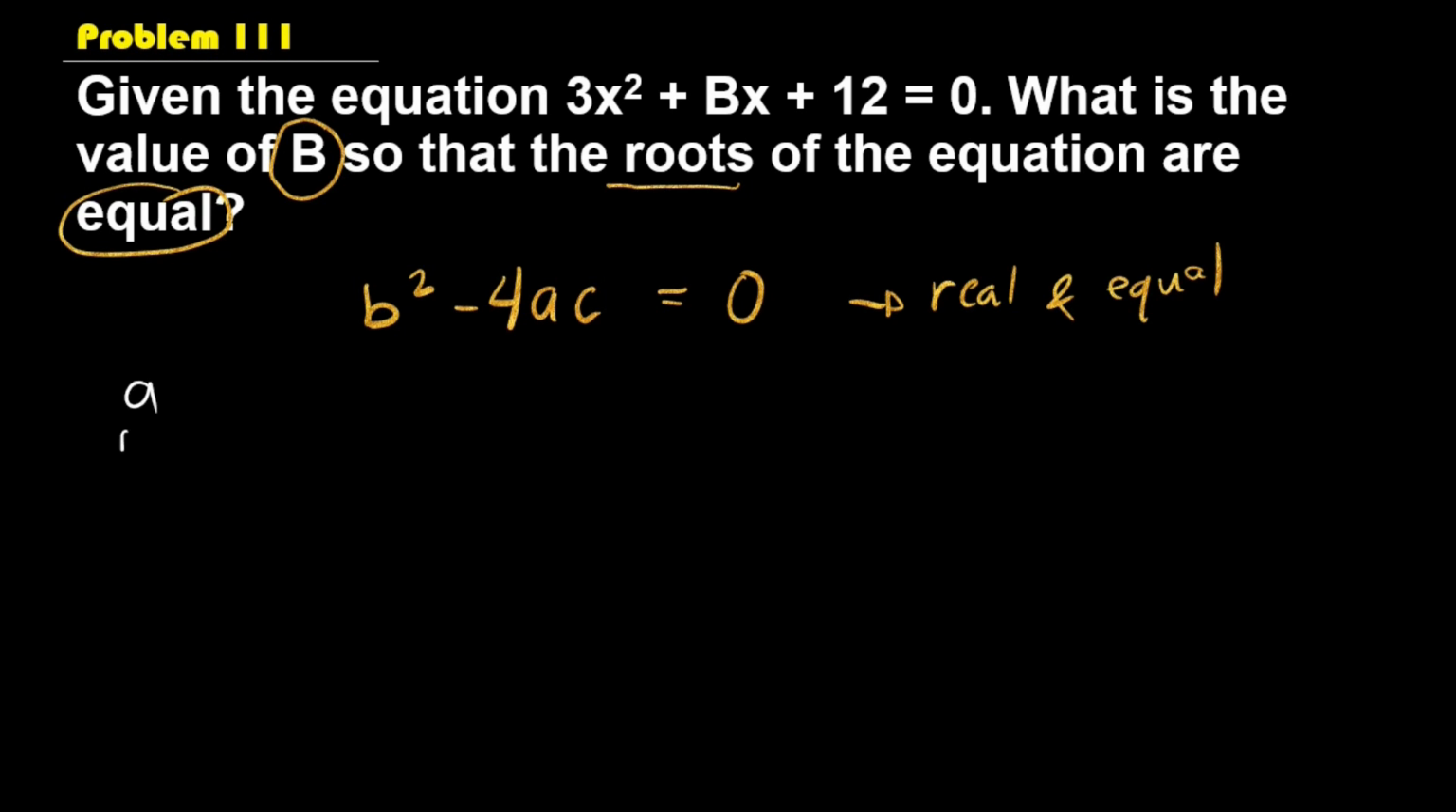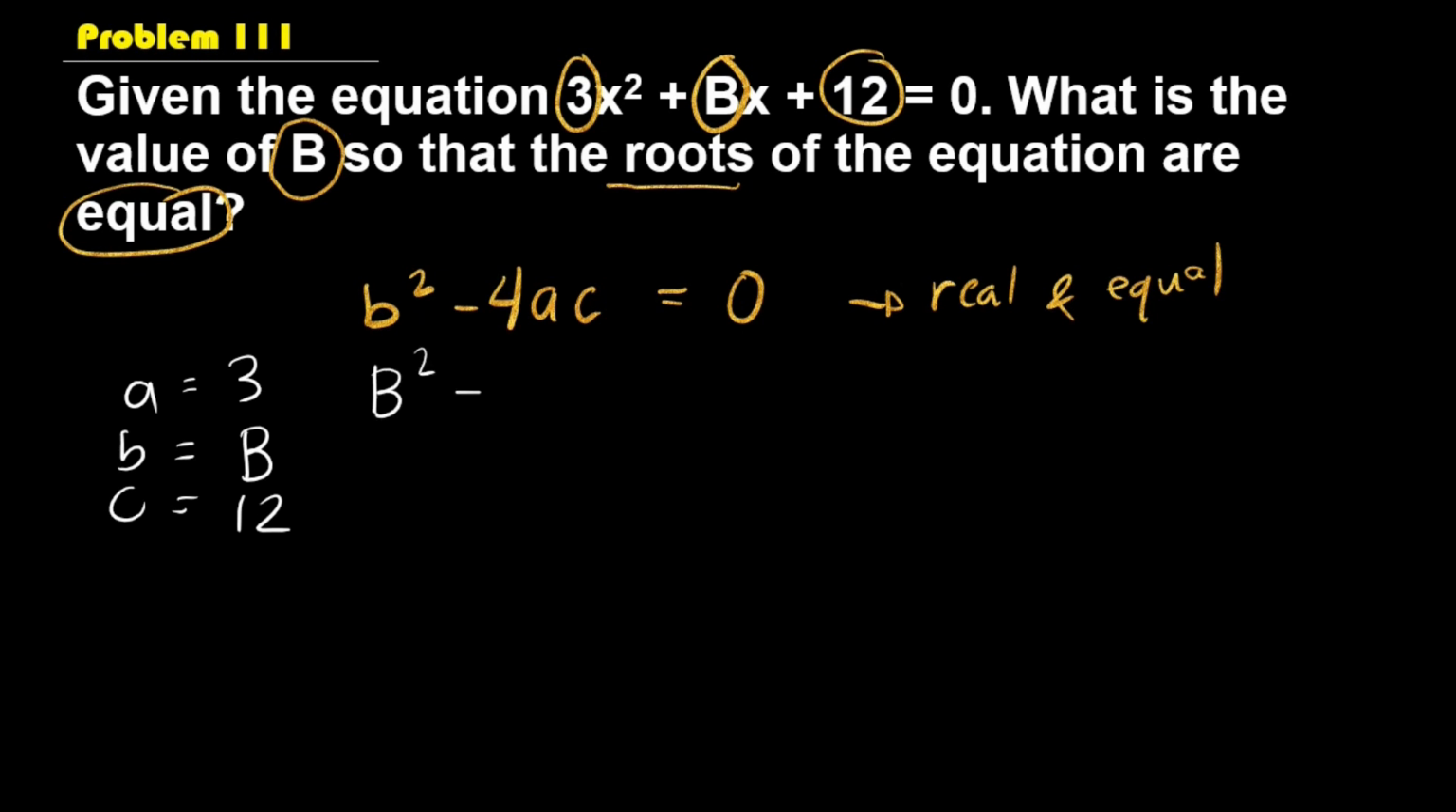Identify muna natin sino si A, si B, at saka si C. Ayan. So, ang A mo ay equal sa 3. Your B is equal to B. Yan, yung malaking B. Then, your C, ito yun. Ito si A, 3. Ito si B. At ito naman si C. Okay? So, C mo ay 12. So, substitute natin siya dito.